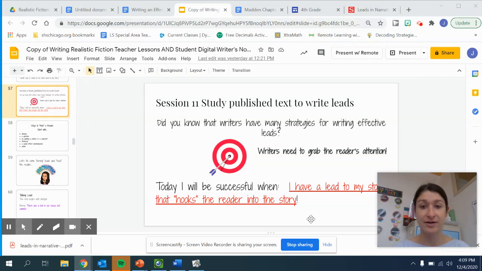Good afternoon, writers. Today we are going to think about how we can write effective leads. We want to think back to our realistic fiction story that we're developing, and we want to make sure that we are hooking our readers. Writers get most fired up when they force themselves to pause and think about, what do I need to add here to make this more interesting? They need to rewind, they need to listen to what they've written, and then they need to revise it. And that's exactly what we're going to do today. We're going to revise our lead to a realistic fiction story.